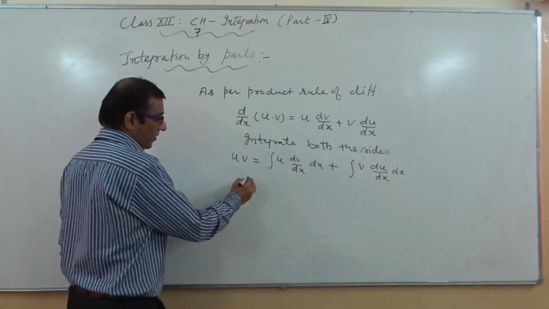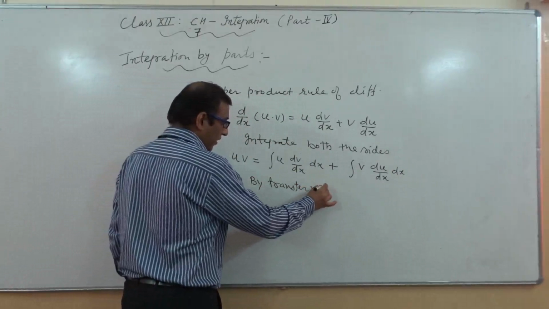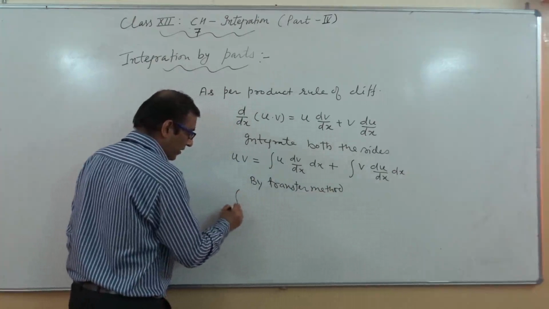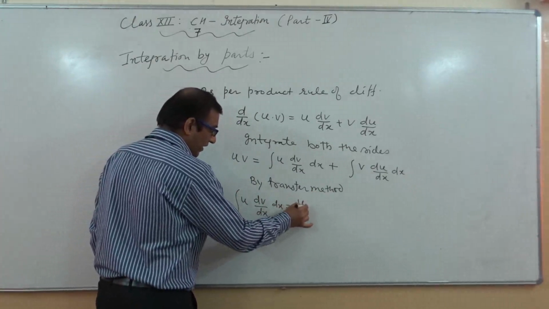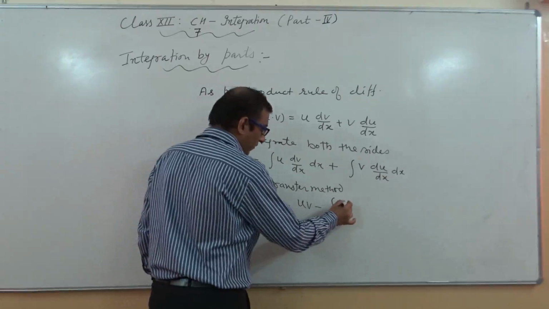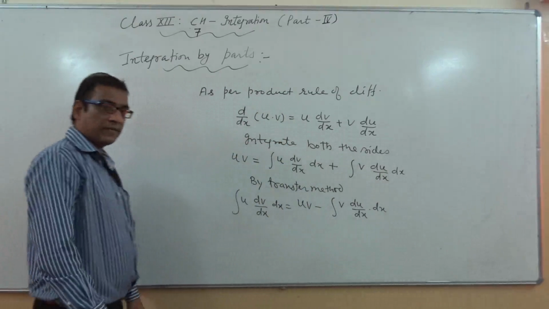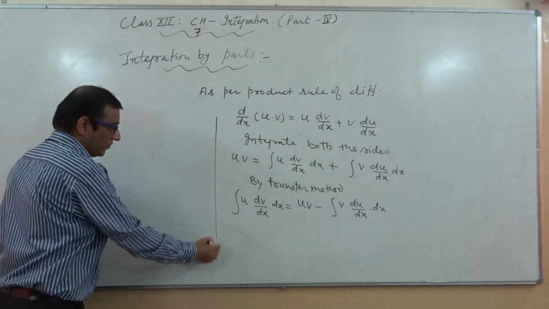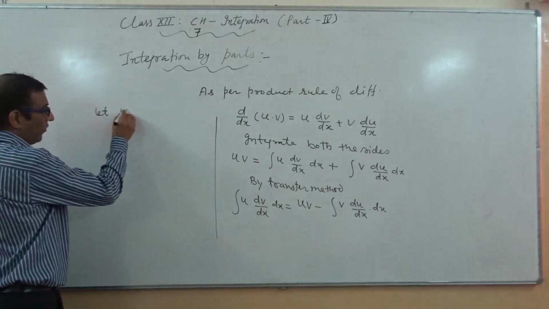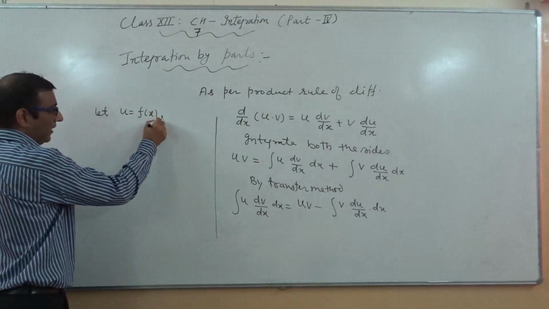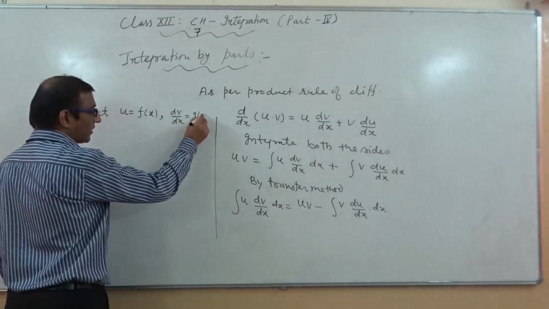Okay. After this, by the transfer method, we can say integral of u dv upon dx into dx can be written as uv minus integral of v du upon dx into dx. So after this, what will we do? After this, we will let u as f(x) and dv upon dx, this is our g(x).